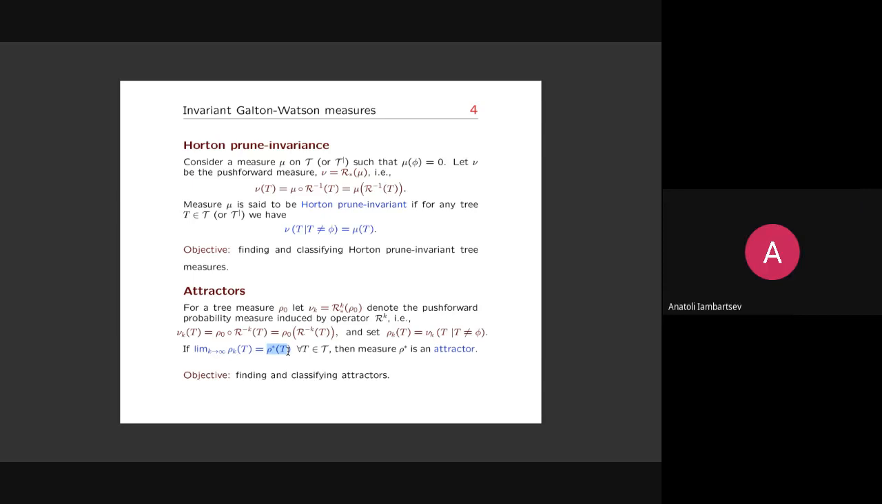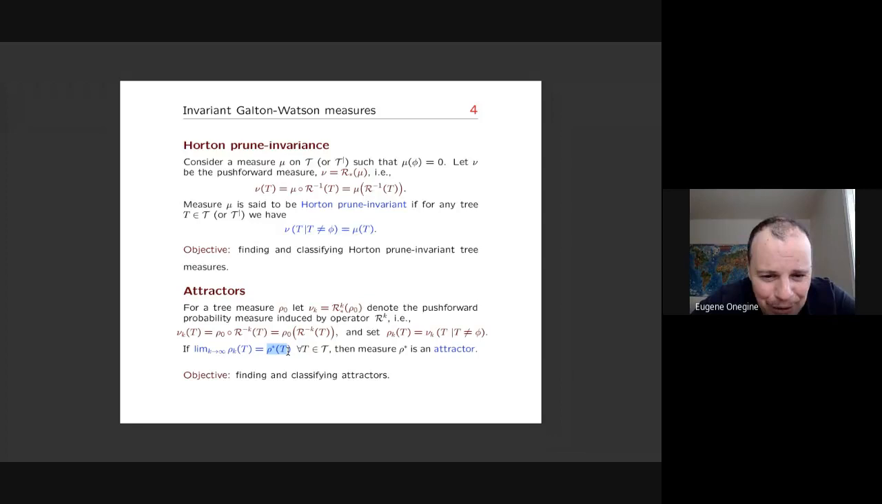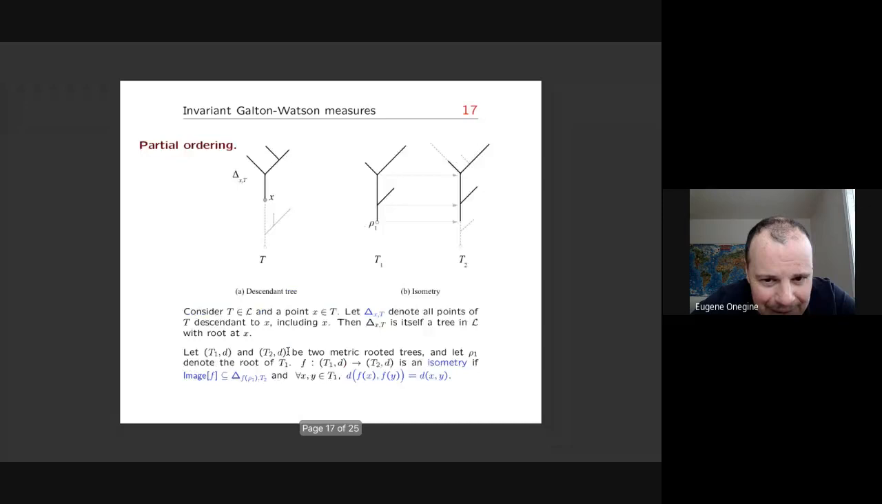One more question. I know that this area comes from geology, rivers, and something like this. Do you have some practical interpretation for the Horton pruning invariant measure in this sense, for practice? There are lots of practical ones. Actually, that's why we wrote this 200-page survey. I have it somewhere listed. Look at Probability Surveys, 2020.